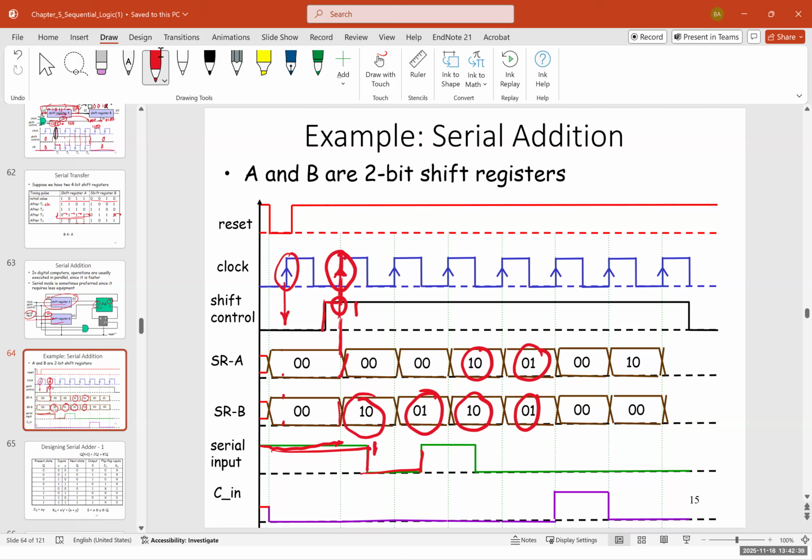Here, the serial input is 1, then it becomes 0, then 1 and 0. That's the reason we have the changes in going from 0, 1 to 1, 0 to 1, 0, 1 to 0, 0, and so on. And this gives us the carry, which, again, if I add these two together, I would have a carry of 1.